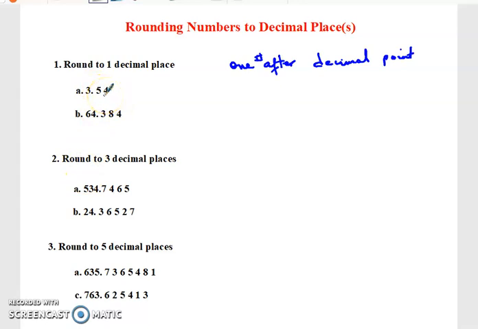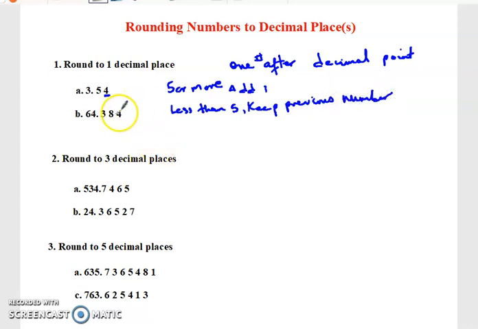So you look to the second digit. Whenever you're writing a number to 1 decimal place, look at the second digit. And if it is 5 or more, you're going to add 1 to the previous number. And if it is less than 5, you're going to keep the previous number. Or in other words, you're going to round down. Keep the previous number.